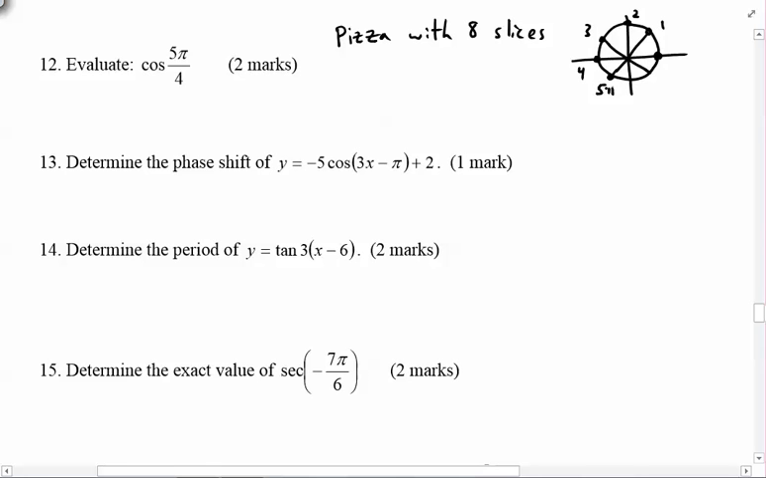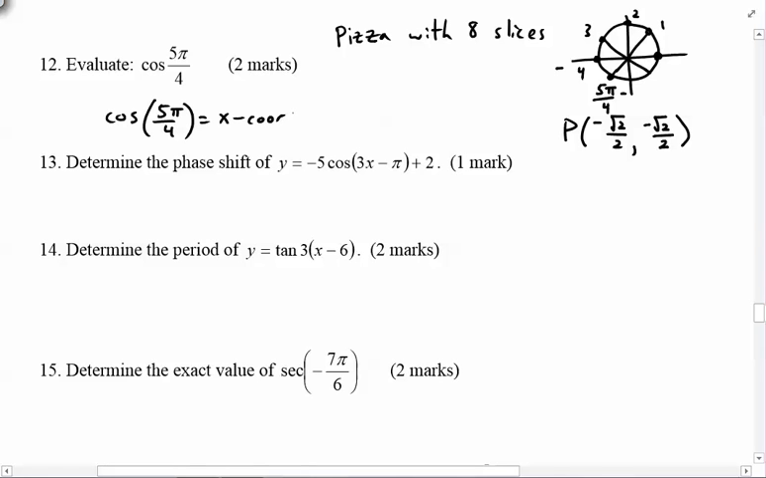And now I need to figure out which point that is on the unit circle. So because the x and the y coordinates are the same, I know that this will be root 2 over 2 and root 2 over 2. Now I need to figure out if that's supposed to be positive or negative. So because I'm on the left, I know that x is negative, and because I'm below the x-axis, I know that y is negative. So now cos 5 pi over 4 is just the x-coordinate on the unit circle.